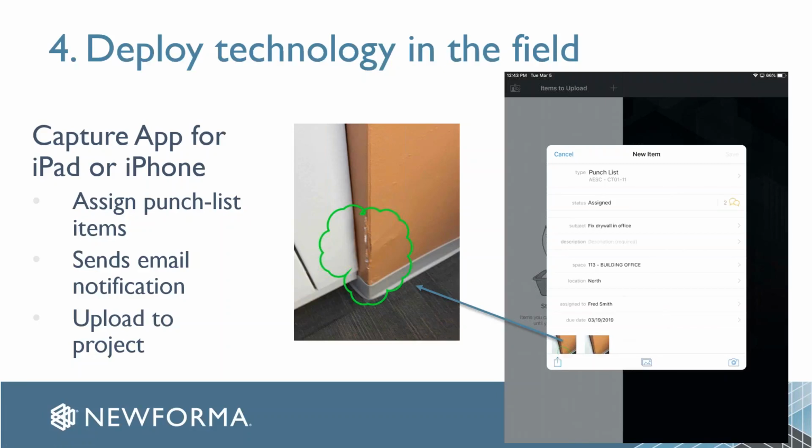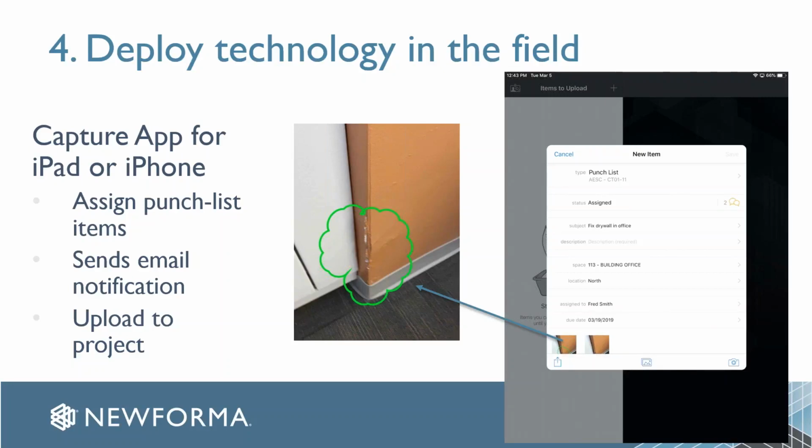Within the Capture app itself, there are also some simple markup tools, so you can use those on the image if you want to. As you can see here, I've drawn a cloud around that to highlight it. And then you can upload that back to ConstructX into our quality control module so that it's there and available to be worked on.